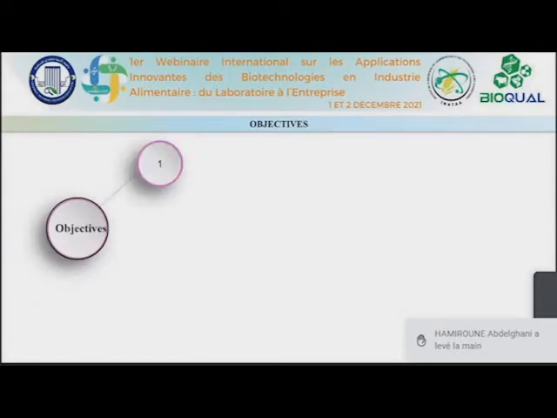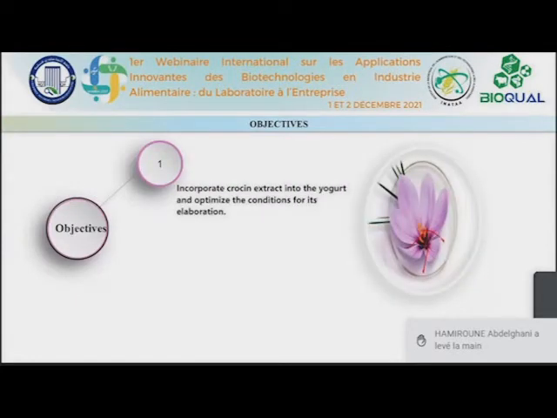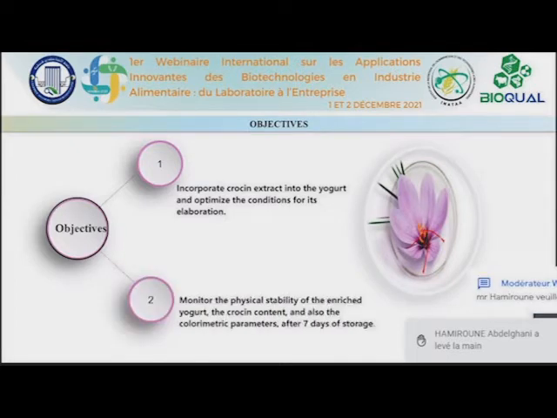For that, we fixed two objectives. The first objective is to incorporate crocin extract into the yogurt and optimize the conditions for its elaboration. The second objective is to monitor the physical stability of the enriched yogurt, the crocin content, and also the colorimetric parameters after 7 days of storage.